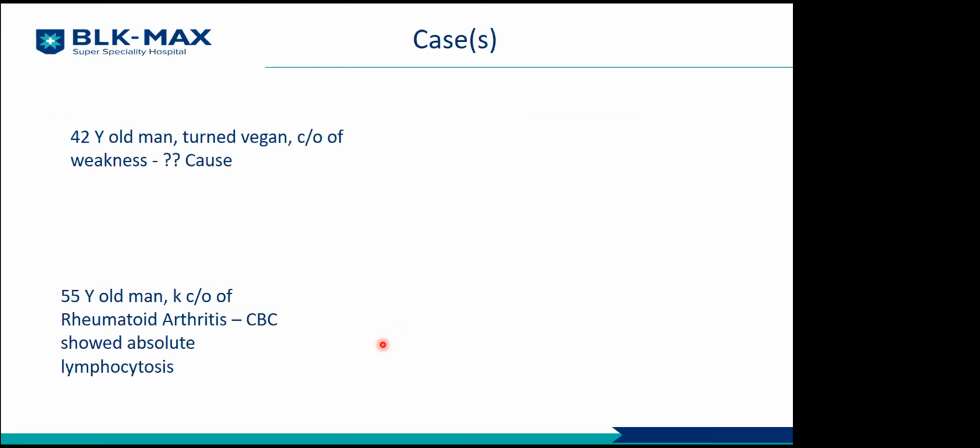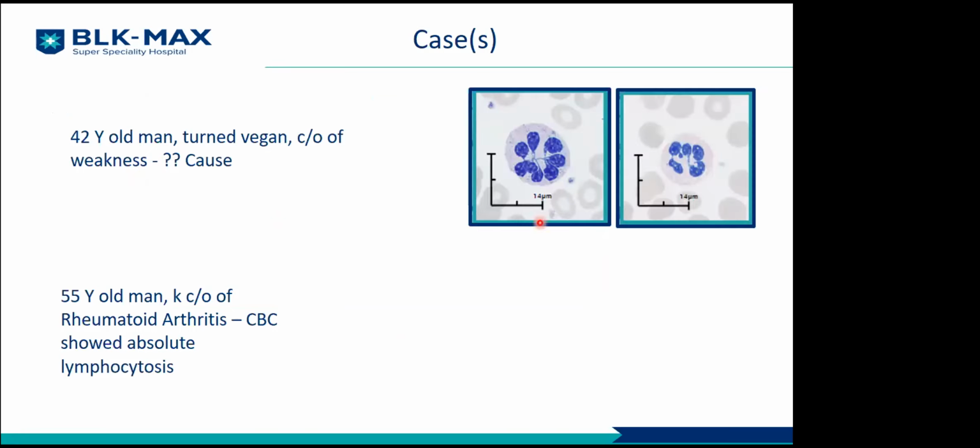I'm showing you two interesting cases right in front of you. One was a 42-year-old man who had turned vegan and was complaining of weakness. In this patient, we were able to pick up these cells. And obviously, I don't think there will be any prizes for this. This is very obviously a hypersegmented neutrophil, the 6-lobe one and the 5-lobe one in this patient. This was a case of B12 and folate deficiency, and he was treated with B12 and folate and became better.